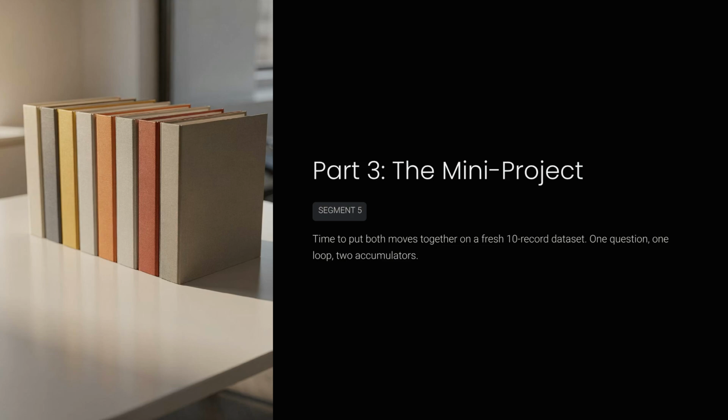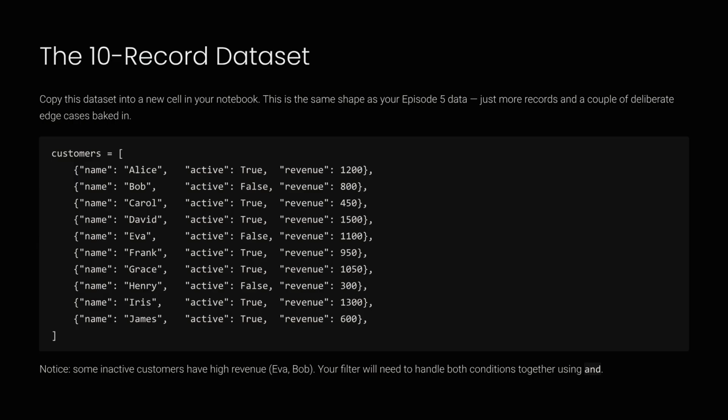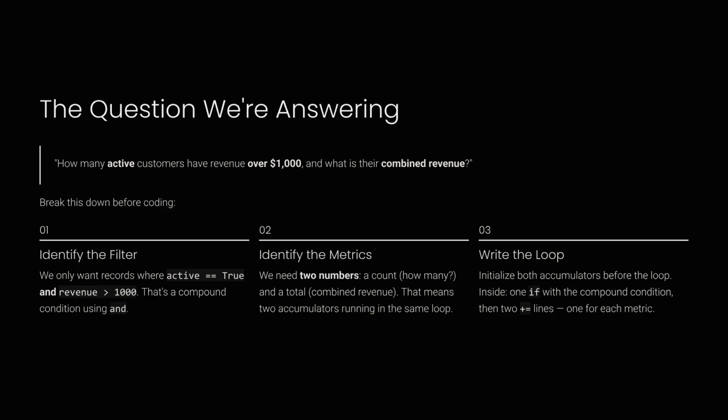Moving to part 3, it's time for a mini project. We'll combine filtering and accumulation on a 10-record dataset to solidify these concepts. Copy this dataset into your notebook. It contains 10 records with some deliberate edge cases, like inactive customers with high revenue, to test your filtering logic. Our challenge: identify active customers with revenue over $1,000 and calculate their combined revenue. Break the problem down into filtering, metrics, and loop structure.